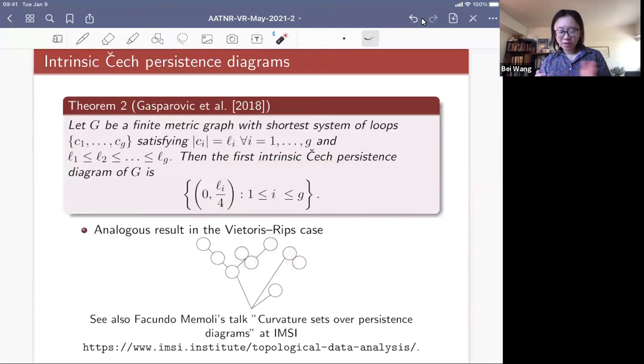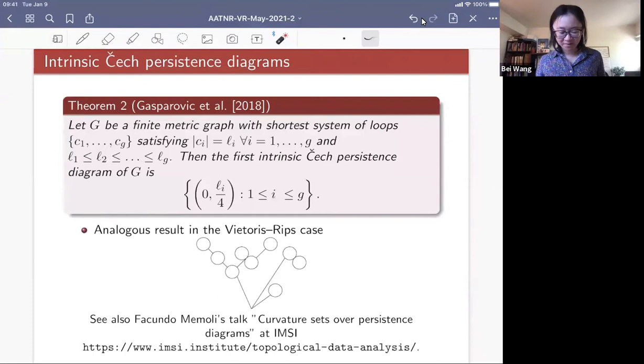And I also want to point people to Fogoto's talk last week, and here's a link to it, where he gave a talk on curvature sets over persistence diagrams and also has something very similar in terms of studying this. I would encourage you to look at his work over there.